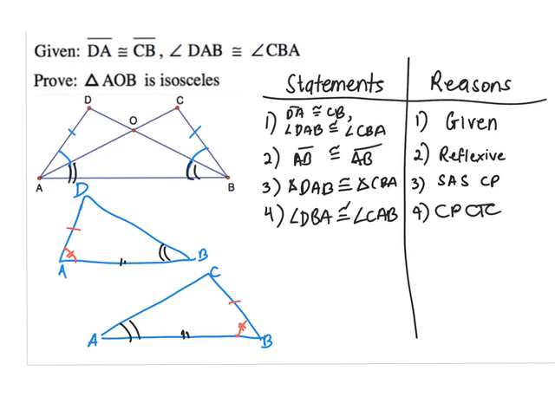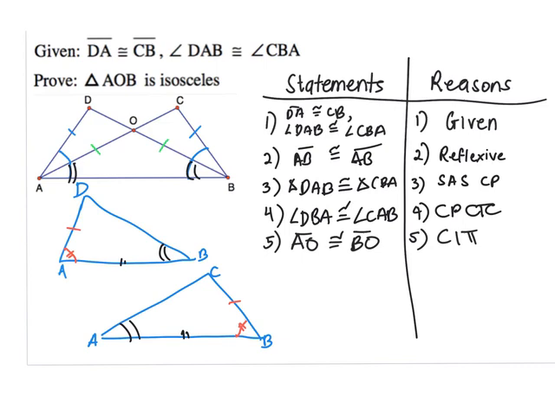Now, since these two angles are congruent, we can also say that the sides opposite to that, AO and BO, are congruent because of, can you come up with the reason? Okay, that's right. It's because of the converse of isosceles triangle theorem, which basically states that the sides opposite to the congruent angles are congruent.